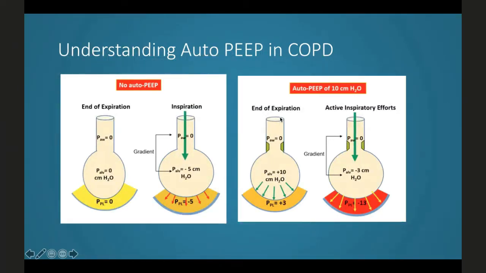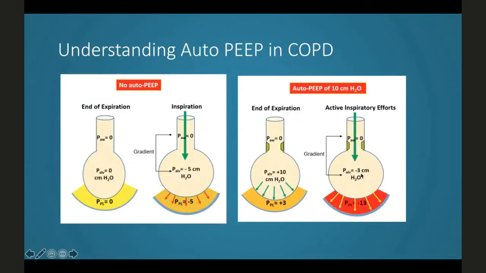So at the mouth opening pressure, atmospheric pressure is 0. Here it is 10. There is no airflow happening because of the collapse of the airway. Now active inspiration starts. When the active inspiration starts, the pleural pressure goes negative from +3 to 0, and up to -13 it has to go to make the alveolar pressure -3.